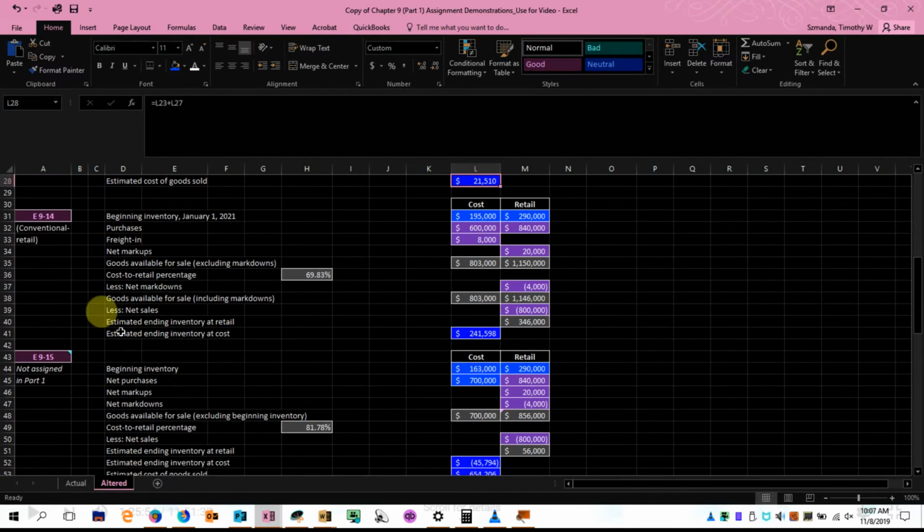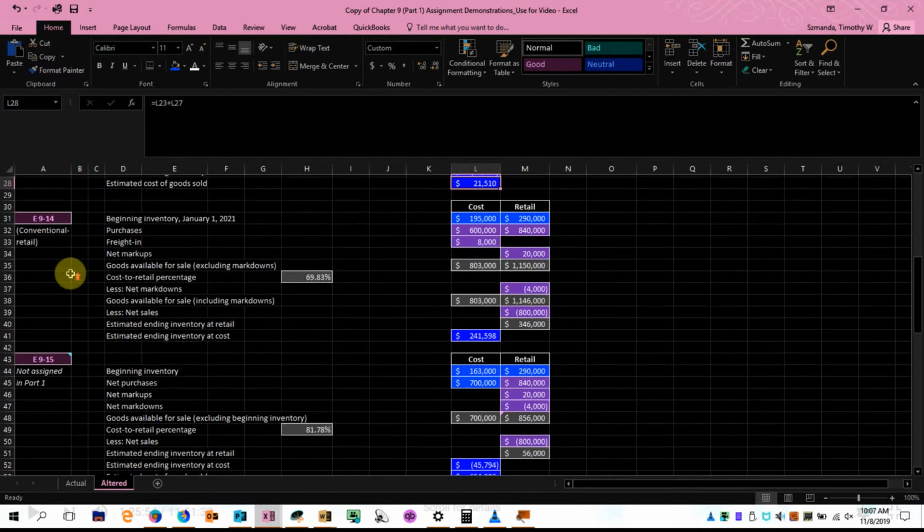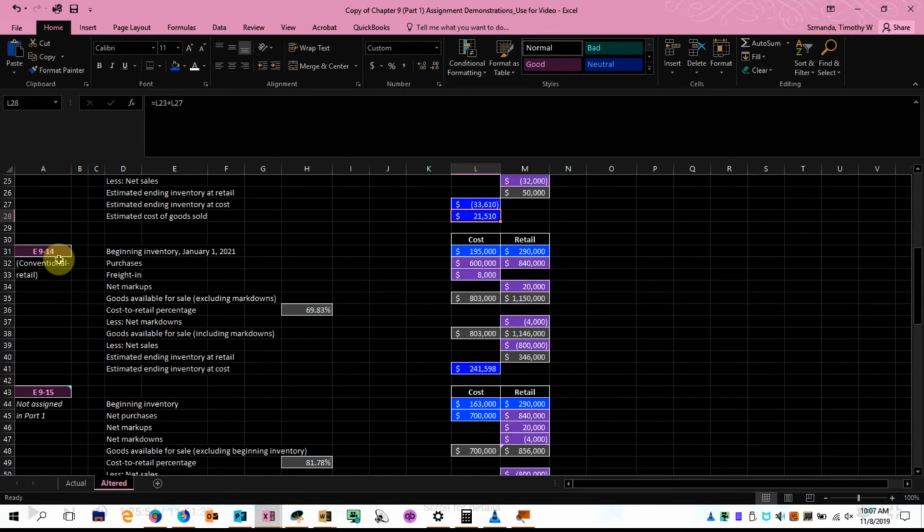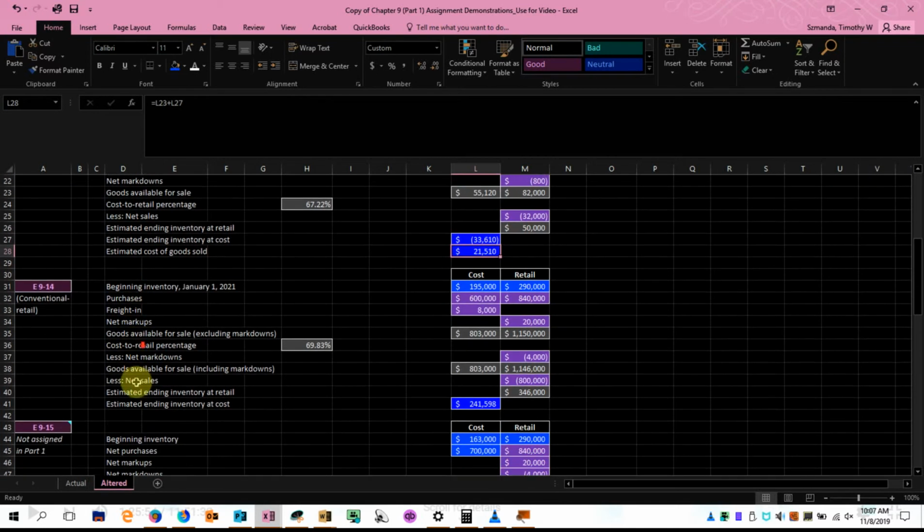The conventional method is a little different, but not much. The overall approach is the same. In this case, however, we're going to take the markdowns, and we are not going to include the markdowns in our ratio. So they're going to be brought down further on our list, and they will be excluded from the calculation of the cost to retail percentage.